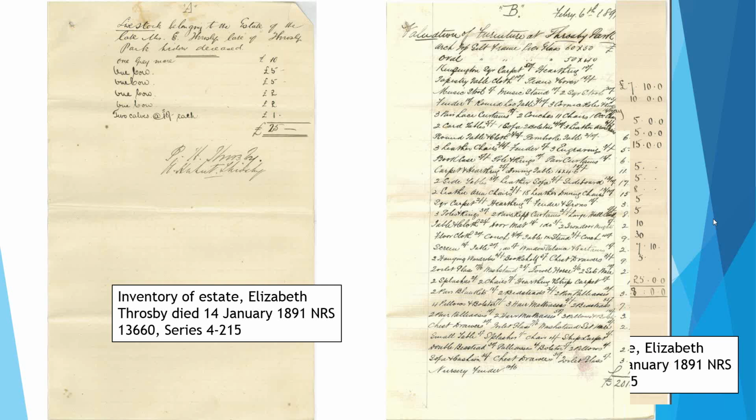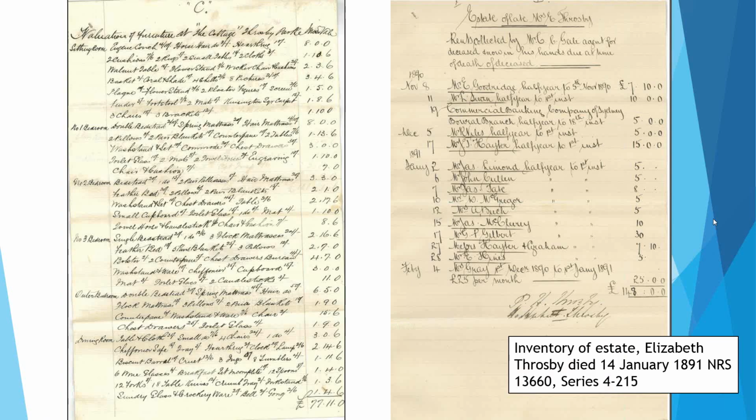And the next page going across, we have the valuation of the furniture at the cottage at Throsby Park, Moss Vale. And that goes room by room through each area of the house, listing all the items in each room and how much they're worth. And then on the right-hand side, which is another interesting document, we've got a list of all the rents that were due to the estate of the deceased at the time of her death. So that's an interesting document to see as well.